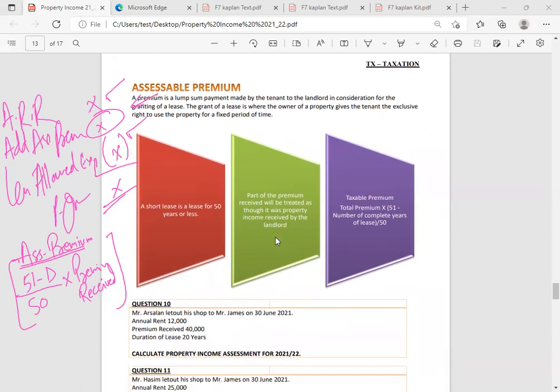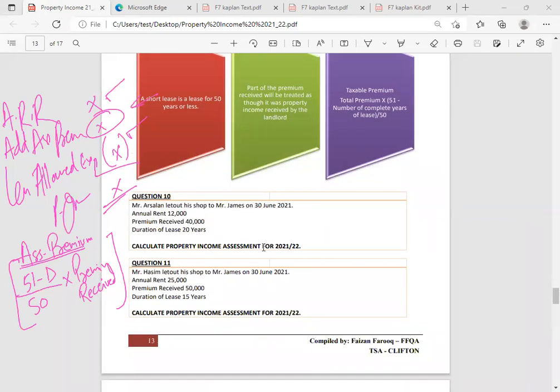So in this formula, 51 minus duration of lease divided by 50, into premium received, the 51 and 50 are from the formula. D is for duration of lease, this will be mentioned in the question, and then premium received. After doing one question, it will be very clear to you. Just wait. Please read question number 10.